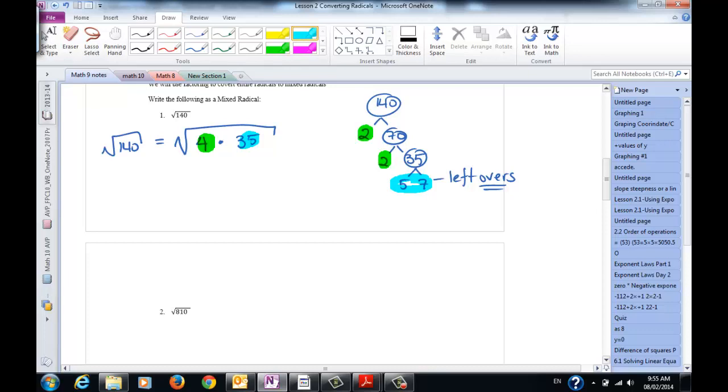And now using our exponent laws, remember from yesterday, I can split my root into the square root of 4 multiplied by the square root of 35. I know the square root of 4 is equal to 2, so I get 2 times the square root of 35. When we leave this in our solution form, we don't actually have to write the multiplication symbol. I can just write it as 2 root 35, and there's an implied multiplication happening there.